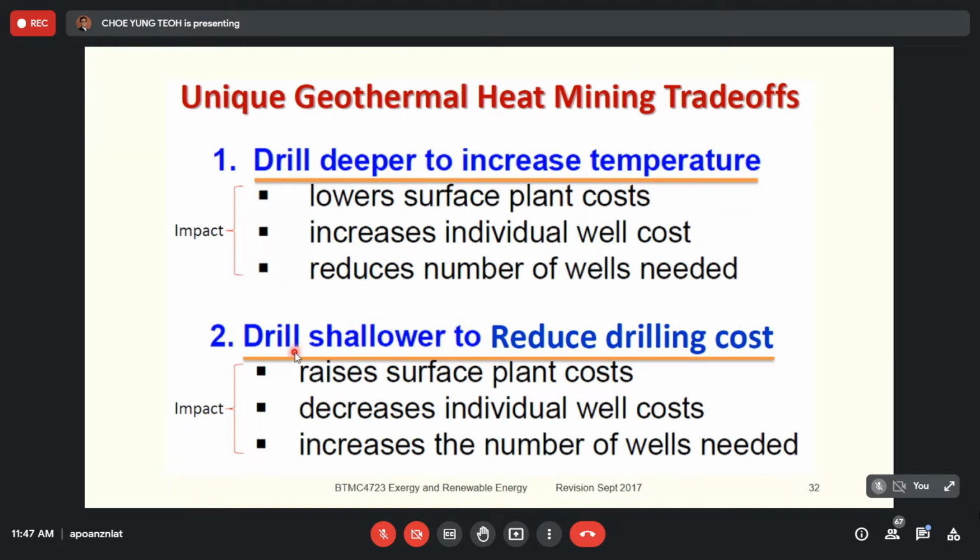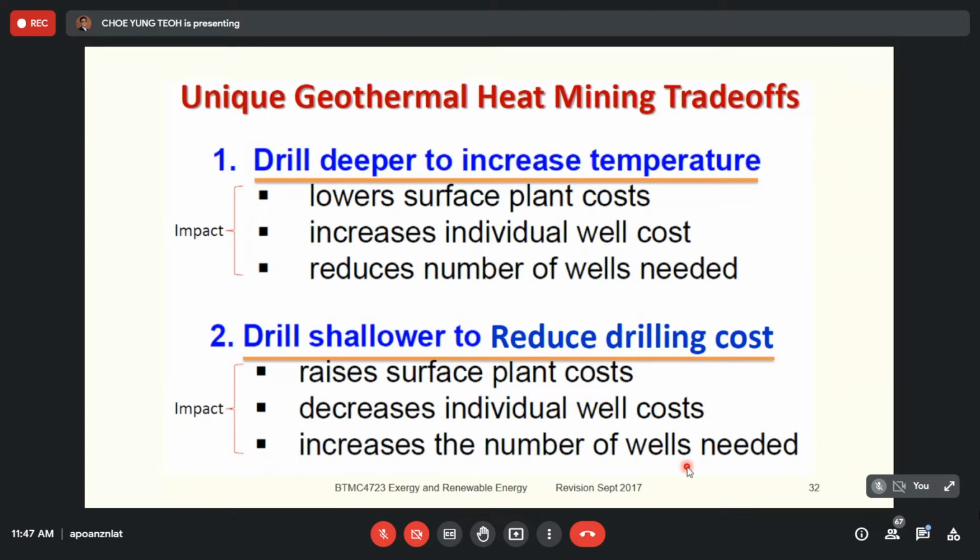Okay, and in this one you drill shallower to reduce the drilling cost. You don't drill too deep just to reduce the cost, but you raise the surface plant cost. You need more wells to generate the same amount of power. You will decrease the individual well cost because the drilling cost is lower, and you will increase the number of wells needed. So you always have to check what's the size of the area you have.